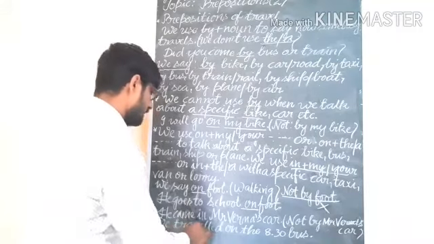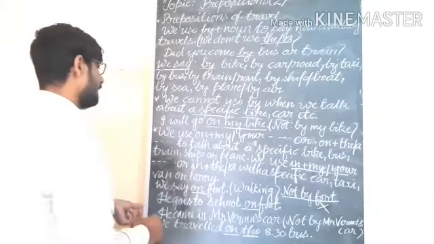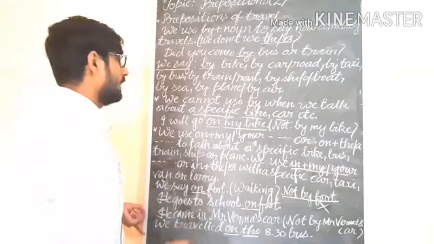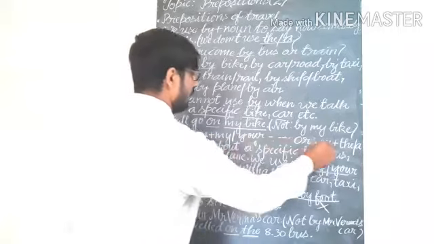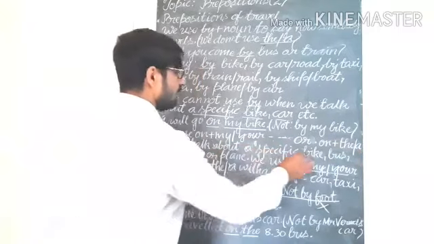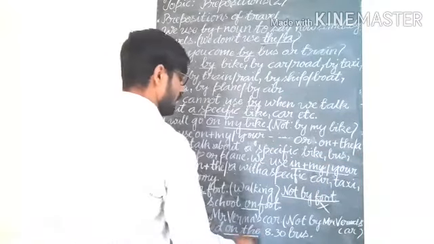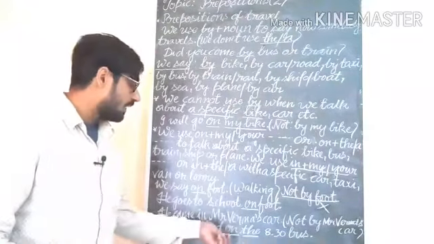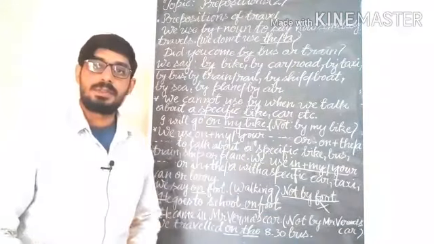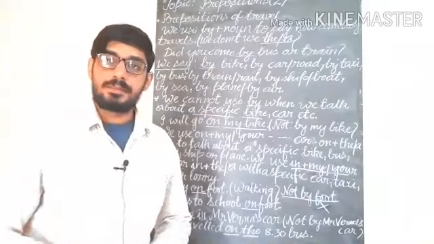We traveled on the 8:30 bus. We are using "on the" here for bus. We use "on" plus my, your, or "on" plus the or a to talk about a specific bike or bus. So here we are using "on" plus "the", and afterward the word which we choose. We traveled on the 8:30 bus. You should read these properly to know about it clearly.